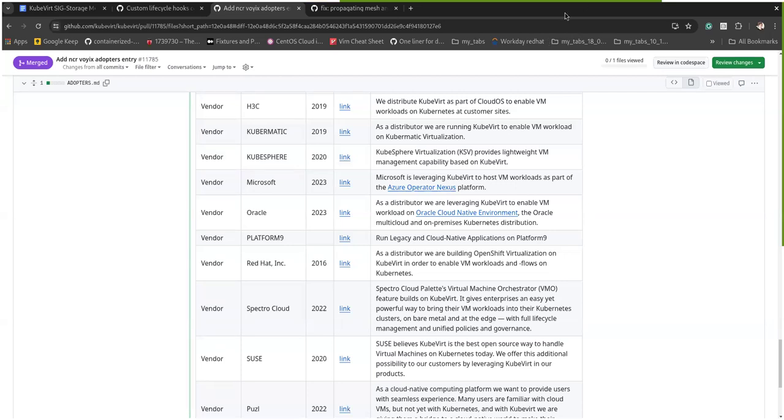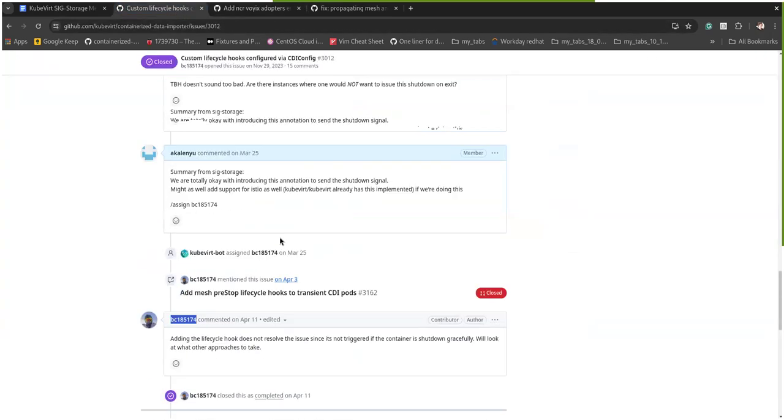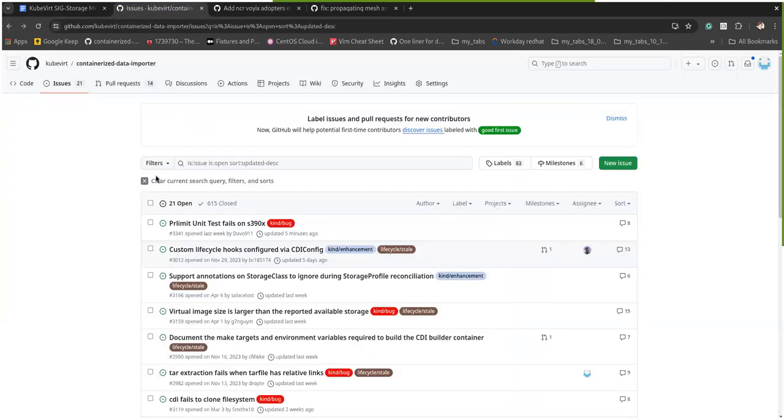Let me just fix Zoom quickly. Right, so I'm back to the issues page and see what we have here.